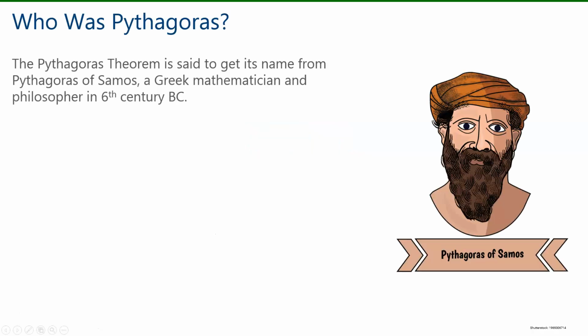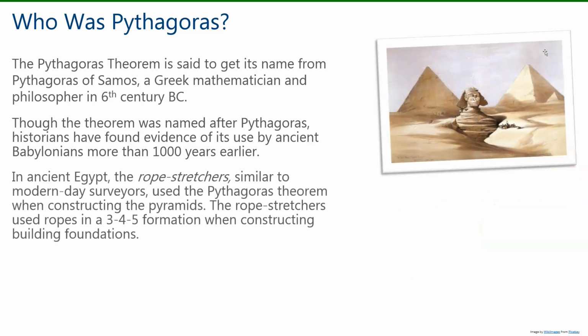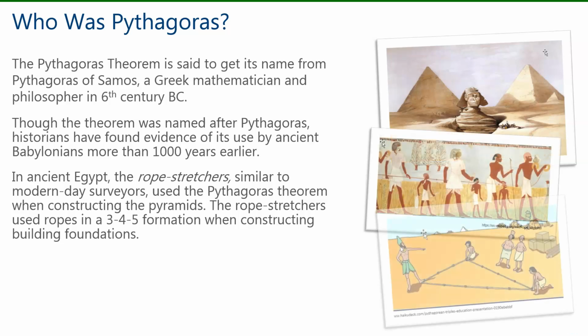The Pythagoras theorem is said to get its name from Pythagoras of Samos, a Greek mathematician and philosopher who lived during the 6th century BC. Though the theorem was named after Pythagoras, historians have found evidence of its use by ancient Babylonians more than 1,000 years earlier. In ancient Egypt, the rope stretchers, similar to modern-day surveyors, used the Pythagoras theorem when constructing the pyramids.